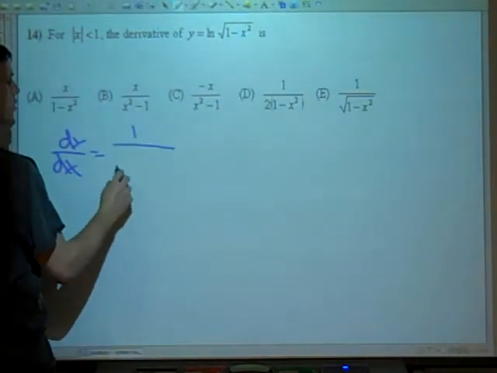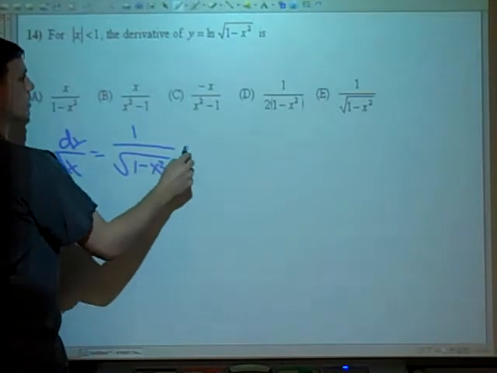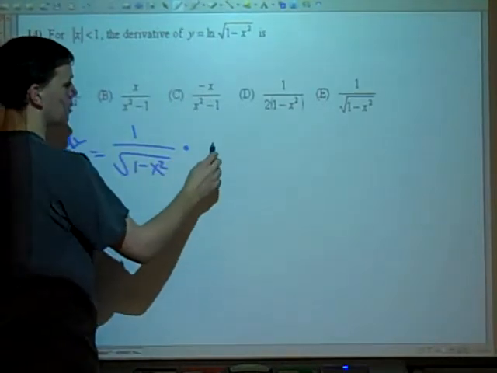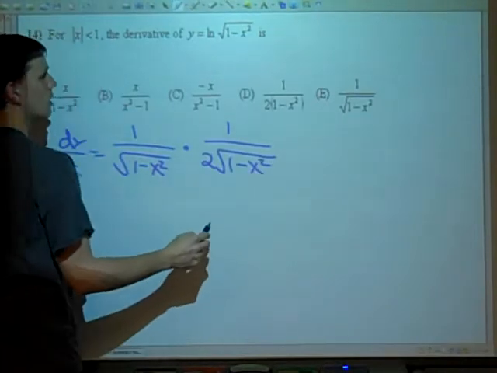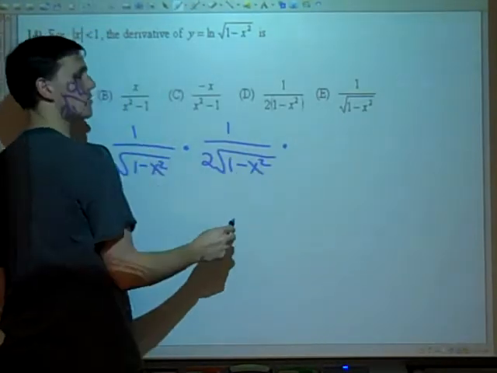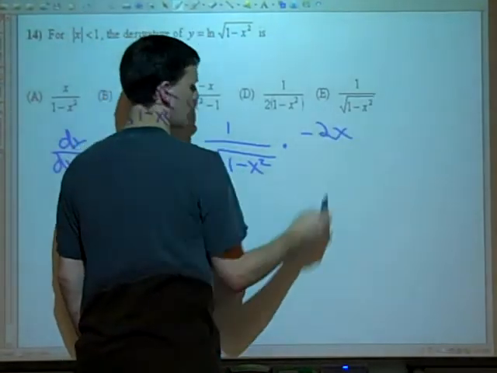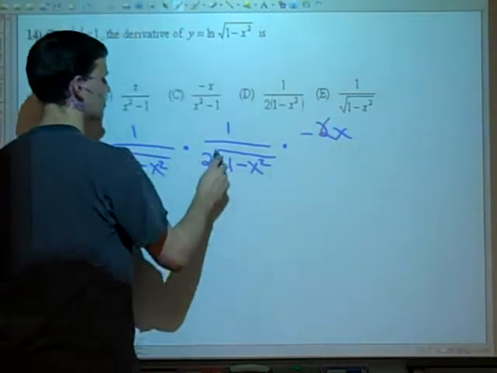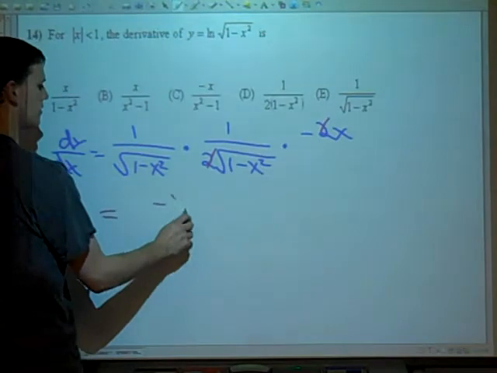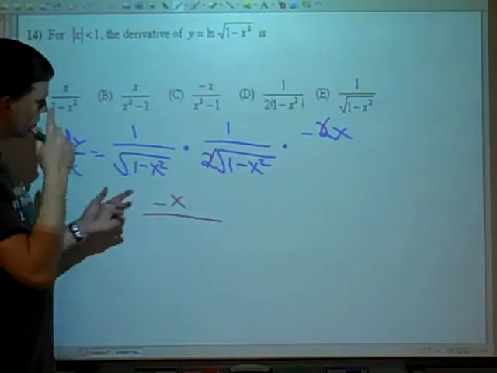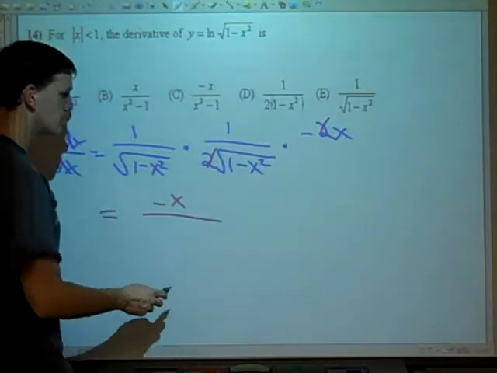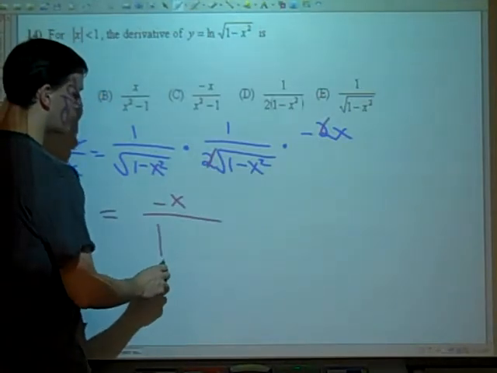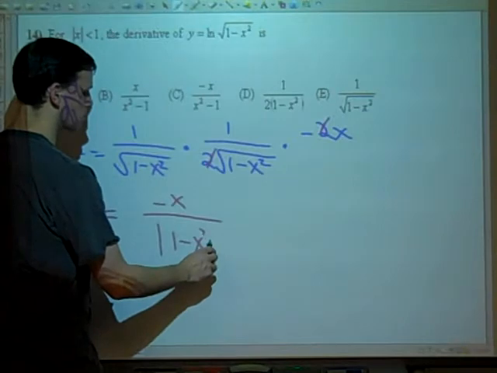So it's 1 over the square root of 1 minus x squared times the derivative of the square root, which is 1 over 2 times the square root of 1 minus x squared, times the derivative of negative x squared, which is negative 2x. So the 2's cancel. We're left with negative x all over the square root of 1 minus x squared times the square root of 1 minus x squared, which is really the absolute value of 1 minus x squared.